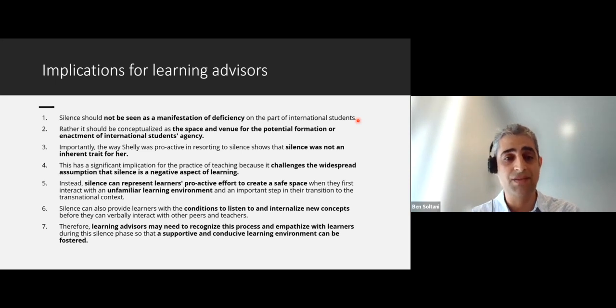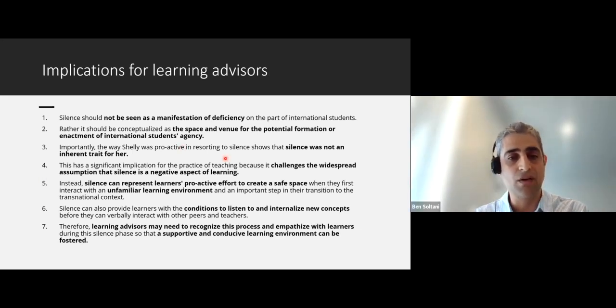is no longer there, because we understand that people, including Shelley, use silence as a strategy to become familiar with the norms and conditions of the social space. And silence can represent learners' proactive effort to create a safe space when they first interact with an unfamiliar learning environment, just like the environment of New Zealand classrooms. And this is an important step in their transition to the transnational context.